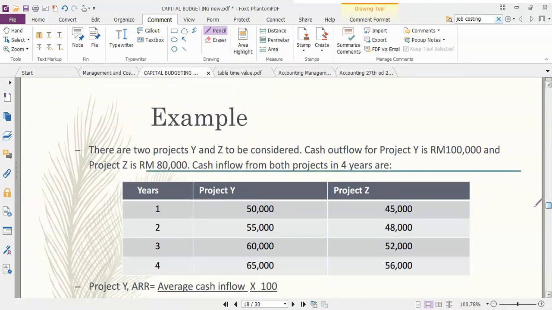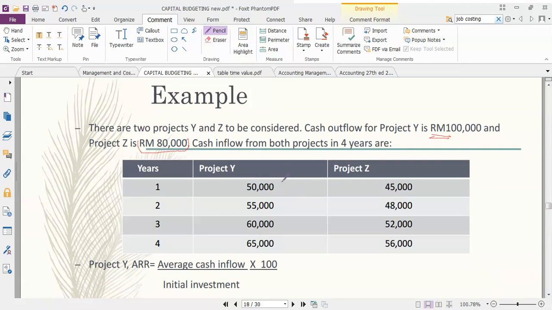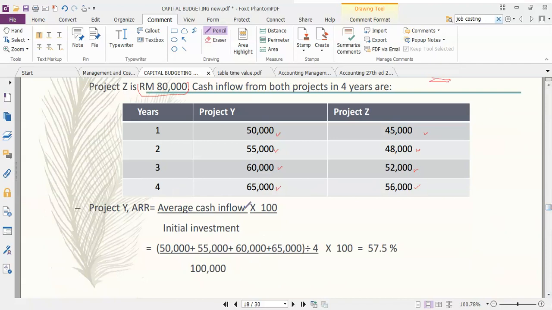Okay? There are 2 projects, Y and Z, to be considered. Cash outflow for project Y is 100,000, and for project Z, the initial cash outflow the first time is 80,000. Cash inflow from both projects in 4 years are below. Okay? So look at the inflow. Cash inflow for project Y is 50,000, 55,000, 60,000 and 65,000. Project Z is 45, 48, 52, 56. Okay, so how do we calculate ARR, average cash inflow? We usually use the second method, that is average cash inflow divided by initial investment, times 100%.